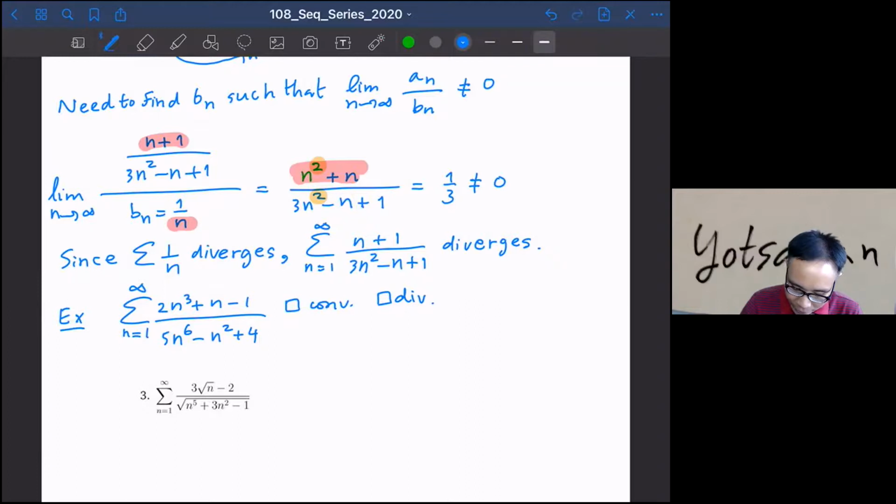For number 3, it's going to be the same thing. You see that this guy, you have n to the 1/3 minus 2, and you have the fourth root. So sorry, the square root. So it's going to be n to the 5/2 plus, I don't know, so it's going to be just this one. I don't care about the other term. So this one is your an.